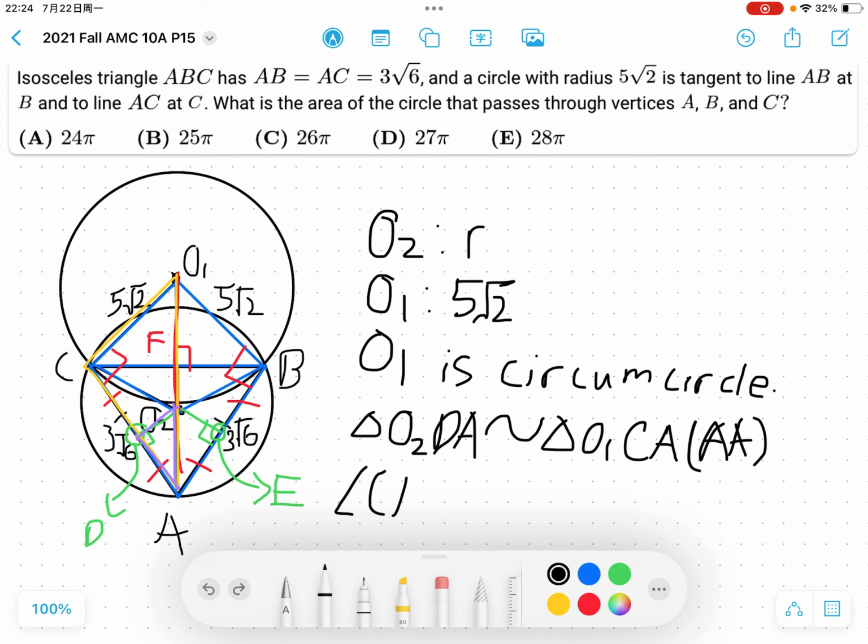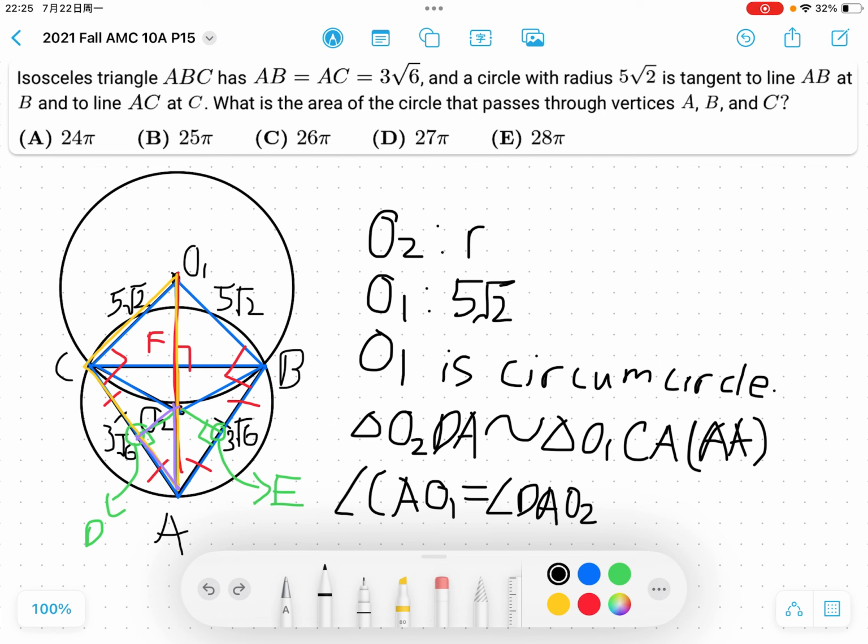Firstly, we have angle CAO1 equals angle DAO2. Essentially, it's the same angle, so CAO1 is equal to angle DAO2. That's really obvious, it's obviously true. An angle equals itself.